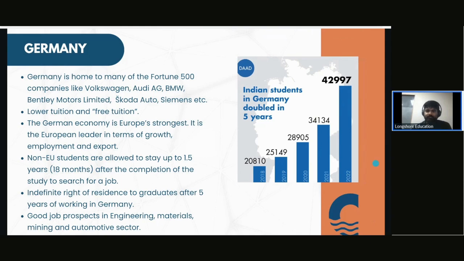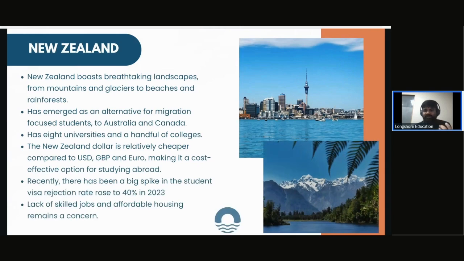New Zealand has actually come up as a bit of an alternative to Canada and Australia because it has only about 8 universities and a handful of colleges. The New Zealand dollar is relatively cheaper. And there has been a major interest in this country in 2023. However, at the beginning of this year, as we're just about in 2024, the visa rejection rate rose to about 40%. For the previous intake, this was only about 28%, which is a 12% increase. This is a bit of a problem.